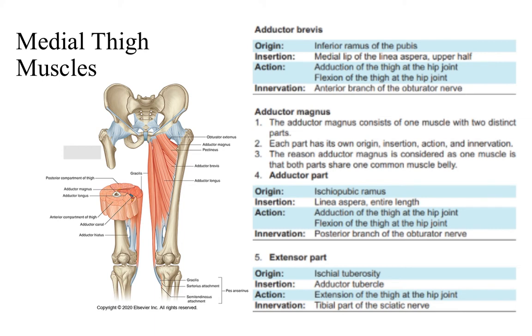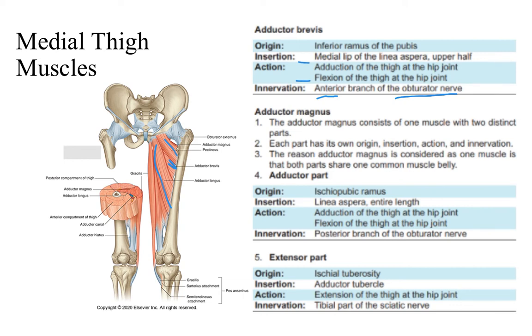All right, continuing on, if you look between the pectineus muscle and the adductor longus, you'll see the adductor brevis. Brevis usually means short, so this is going to be a shorter muscle. And again, adduction of the thigh, flexion of the thigh at the hip joint because it's still relatively anterior. And like the gracilis and adductor longus, it's going to be innervated by the anterior branch of the obturator nerve.